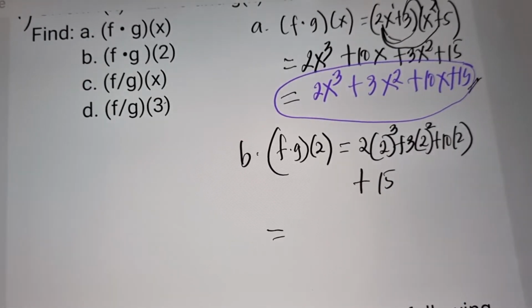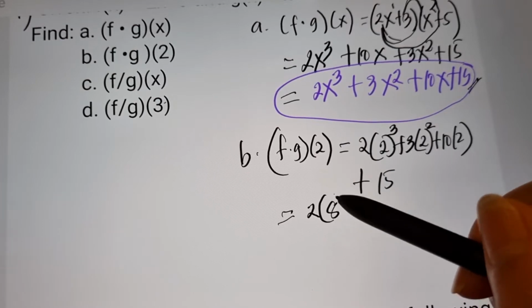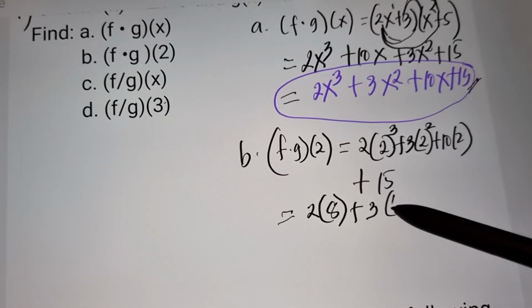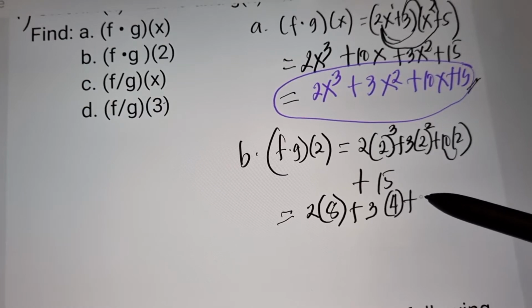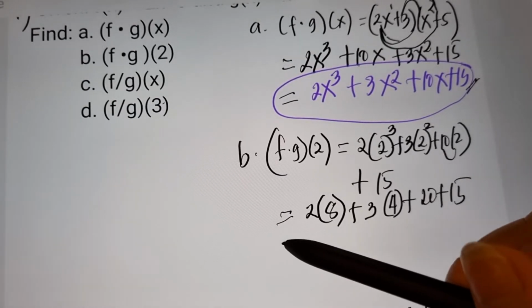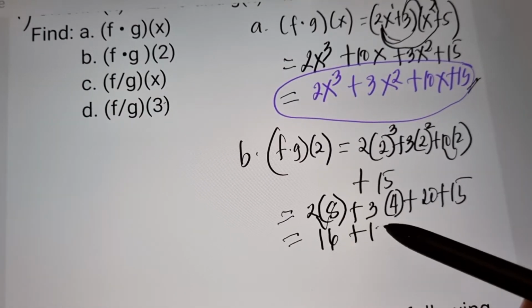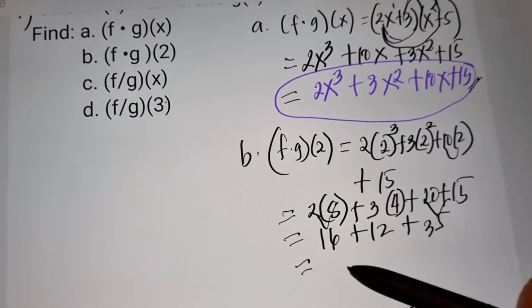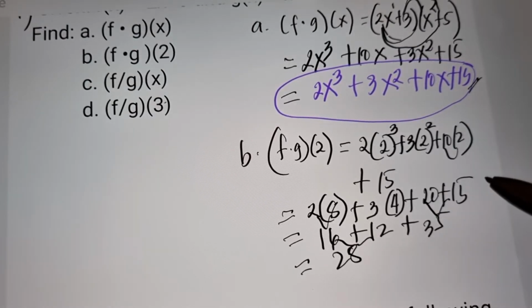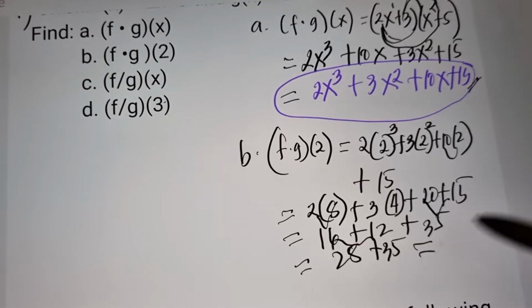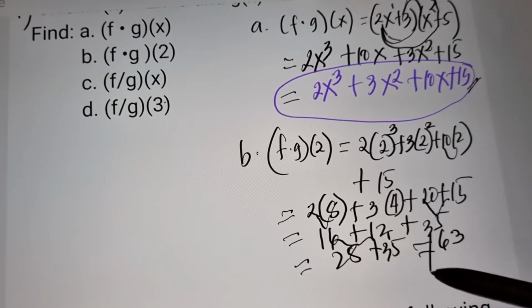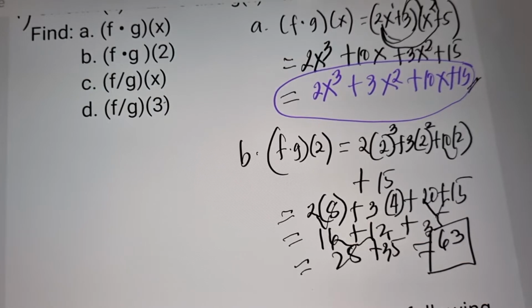Okay, so what we have now is 2 cubed, that is 8, plus, then we have 3 times 2 squared, that is 12. Then, 10 times 2, that is 20, plus 15. So, we have 8 plus 12, plus 35, which is equal to 63. Okay, so that's the final answer. F of g of 2 is equal to 63.